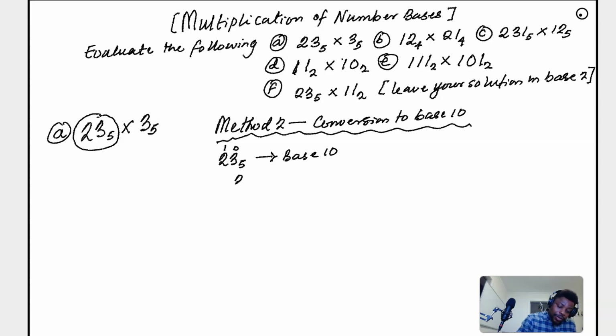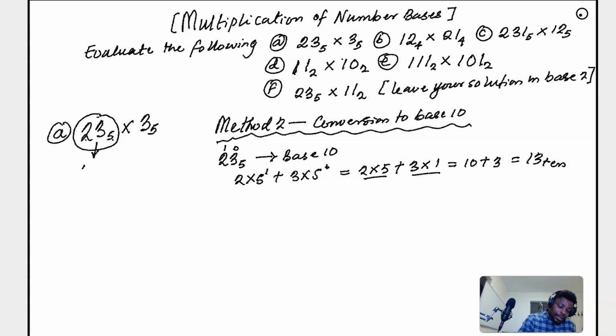So this is 2 times 5 raised to 1 plus 3 times 5 raised to 0. 2 times 5 raised to 1 is 10, and 5 raised to 0 is 1, so 3 times 1 is 3. So this is 13 in base 10. So 23 base 5 is the same thing as 13 in base 10.